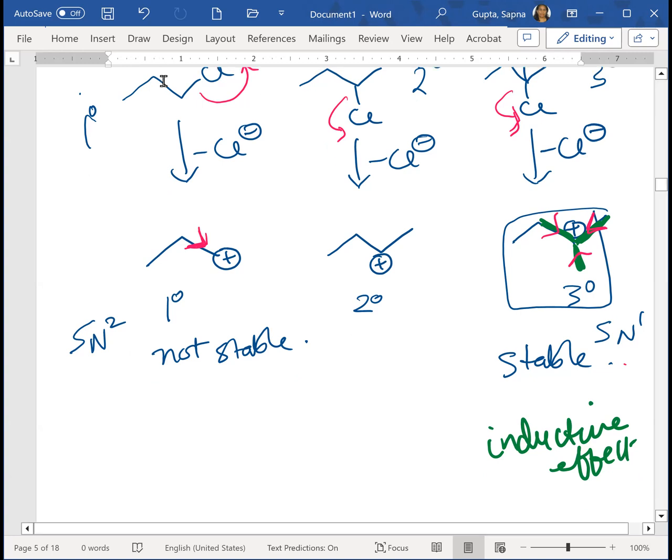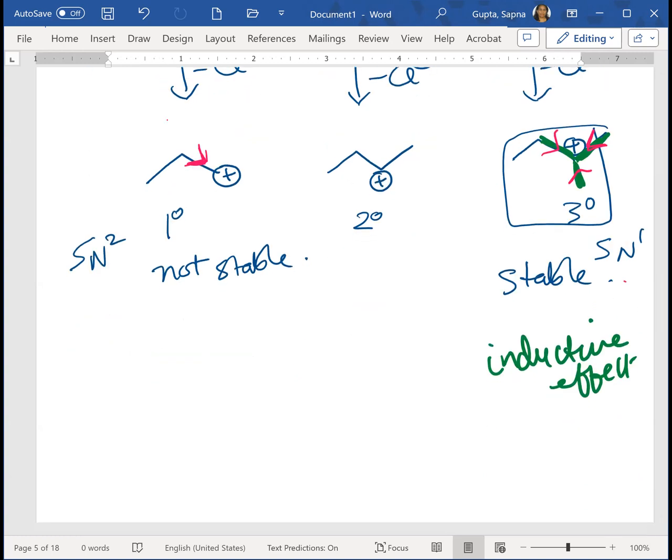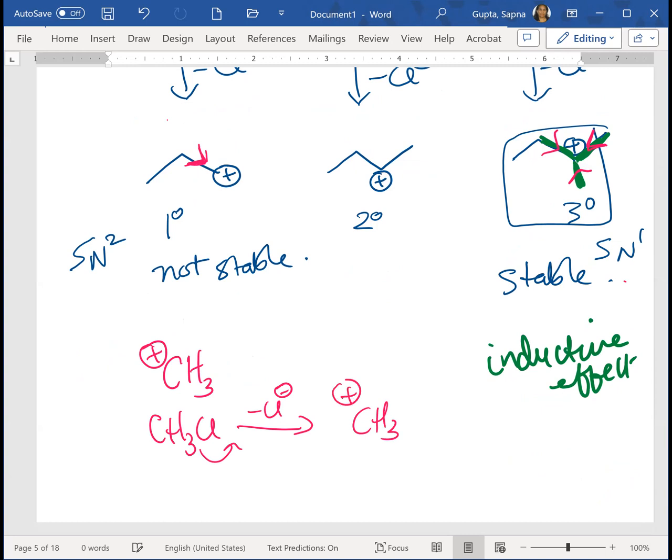So one cation that I want to mention that is completely unstable is the CH3 plus cation. For example, if you had CH3Cl and the Cl were to go away, then you would form a methyl cation, and this methyl cation does not form. It does not exist because it's so unstable. So if you give me a methyl cation at any point, I know that you were distracted when I was telling you this. So methyl cations can't exist.